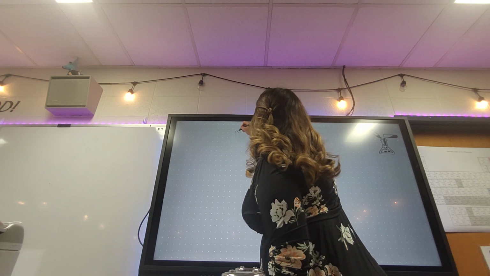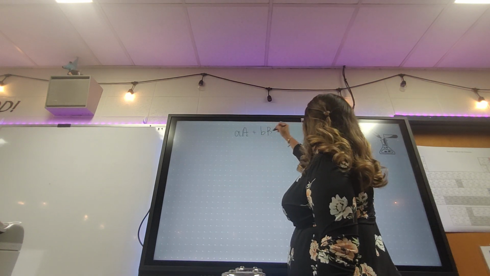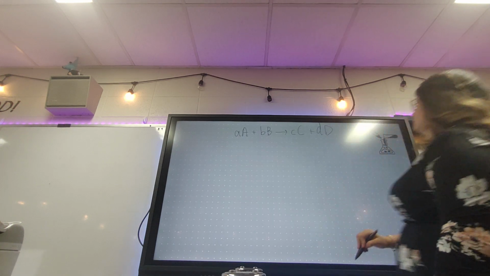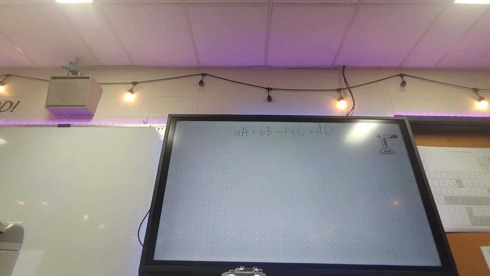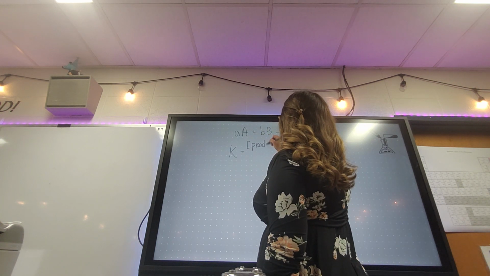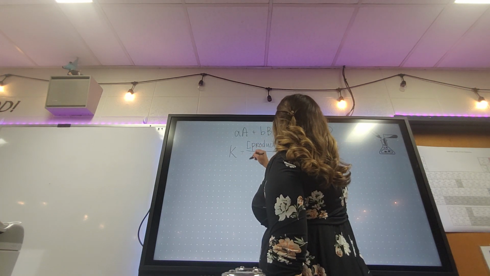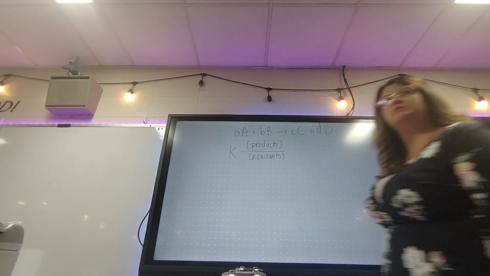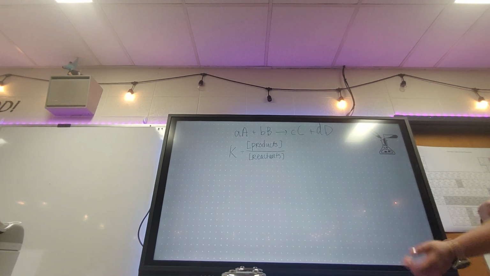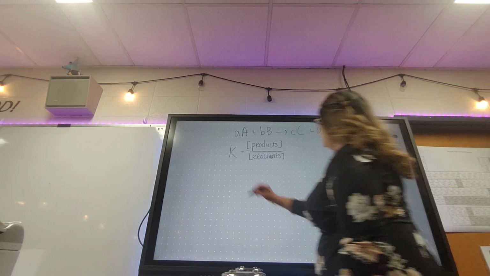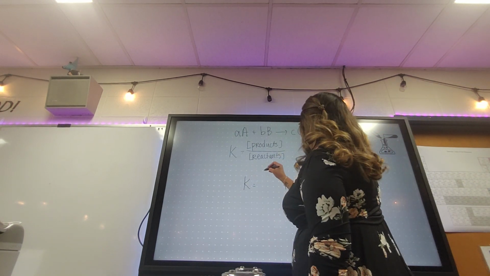So here we go. I'm going to give you our pretend chemical reaction again. My D got a little bit out of control. I apologize. All right, so when we're writing K, we're always going to have products on the top divided by reactants on the bottom. What do those square brackets mean? Concentration. Okay, so here we go. I'm going to put the products on top.